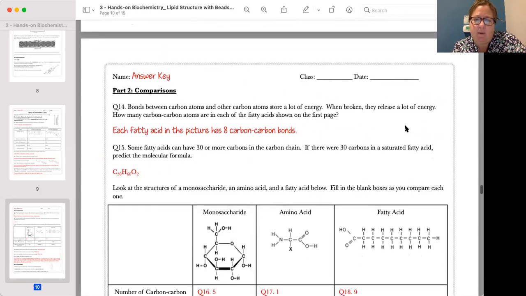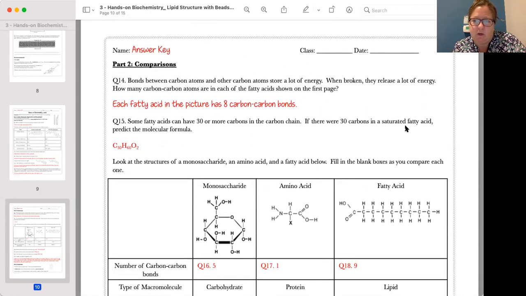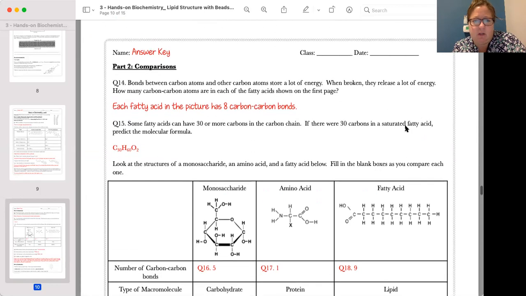The bonds between carbon atoms store a lot of energy. When broken, they release a lot of energy. Each fatty acid in the picture has 8 carbon-carbon bonds, so it can release that much energy. Some fatty acids have 30 or more carbons in a chain. If there were 30 carbons, this is what we would have: C30H60O2. That one's correct.